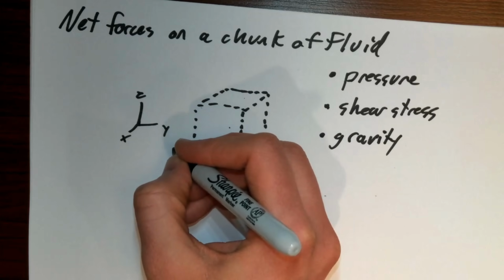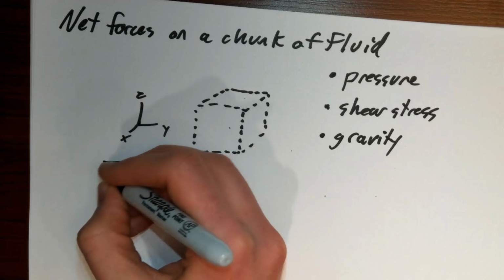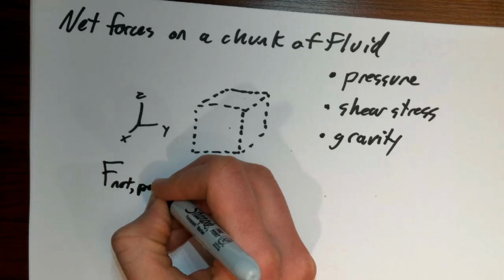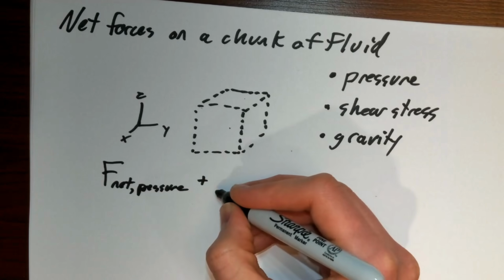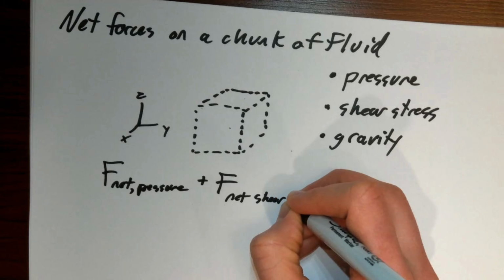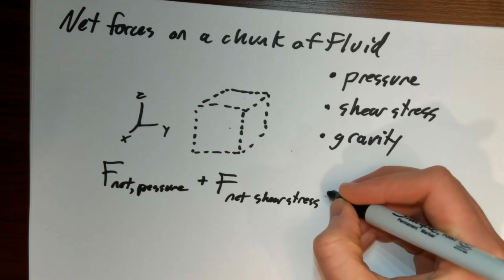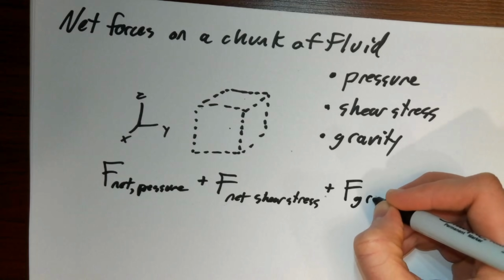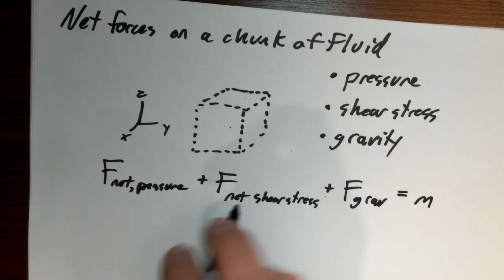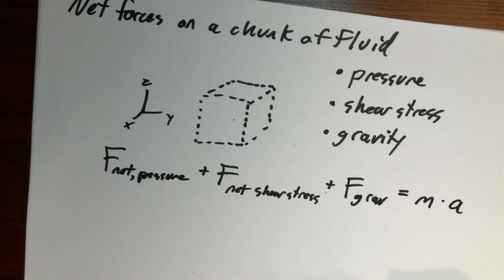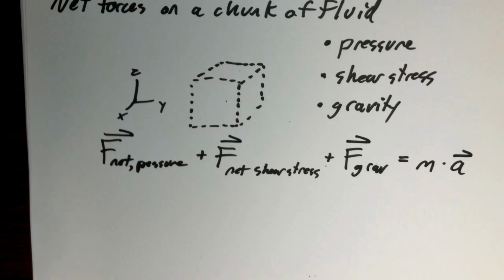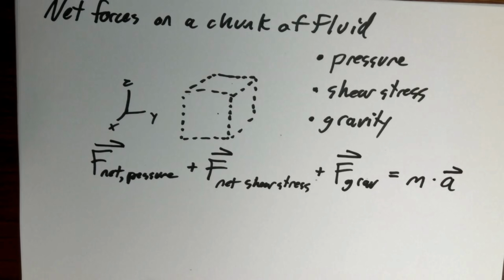So if I wanted to analyze this chunk of fluid, I might say the net pressure force plus the net shear stress force plus the gravitational force has to be equal to the mass of this chunk of fluid times its acceleration. And strictly speaking, all of those should be vector quantities as well.